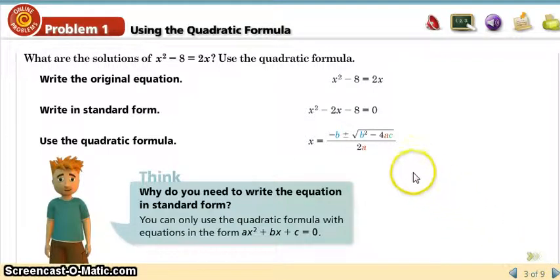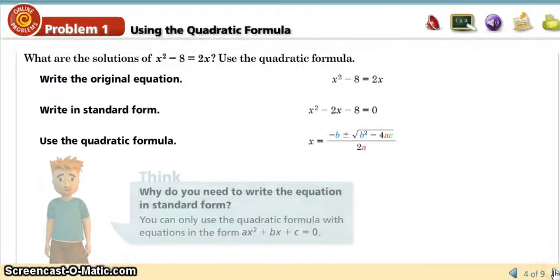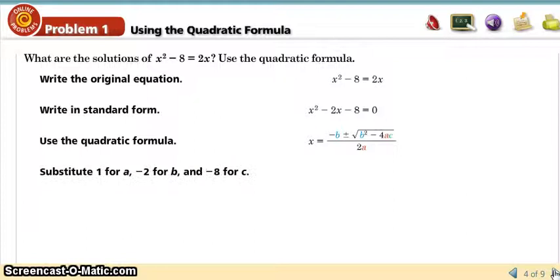All right, think about what's your A, what's the number in front of your x squared, what's your B, the number in front of the x, and what's your C, and they've got this color coded here. Your A's are red, your B's are blue, and the one time you use C right here is green. And substitute those values into this formula. Substitute first before you ever start typing this in your calculator. Substitute 1 for A, -2 for B, and -8 for C.